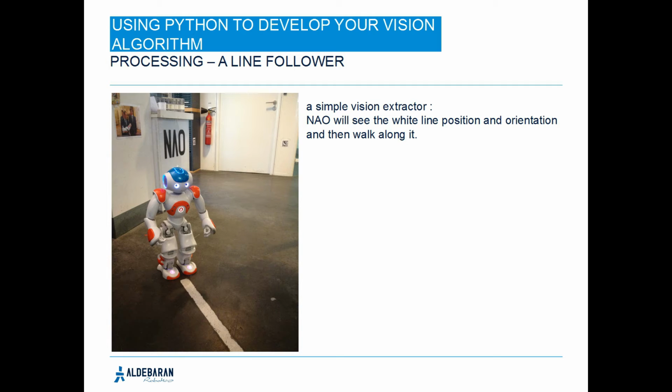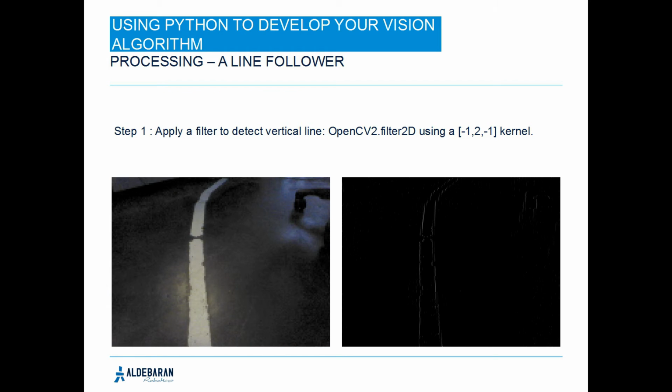First, let's begin to develop a function that will detect the position and orientation of a white line. So, on the left, here is what the robot sees now, from its position in the previous slide. We humans could easily find where the white line is, but let's see how we could teach the robot to detect it. First, we will apply an OpenCV convolution filter with a parameter to detect vertical contours. The result of the filter is on the right.